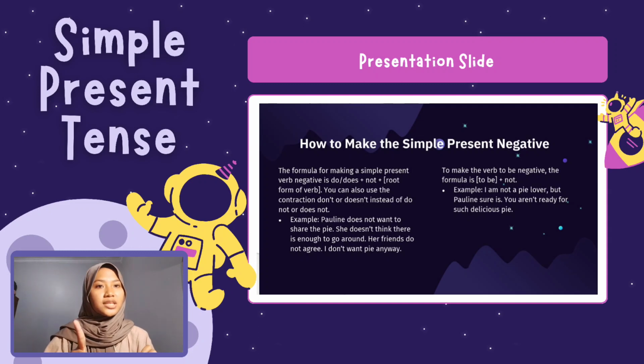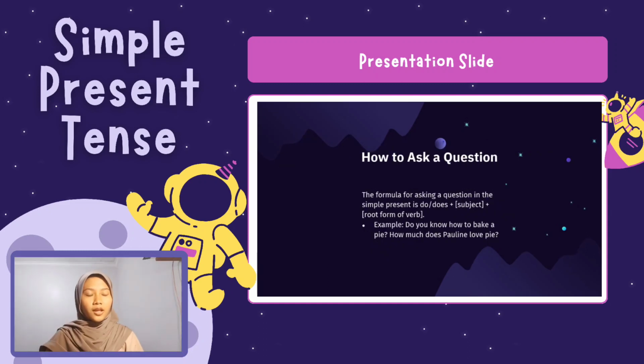To make the verb to be negative, the formula is to be plus not. Example, I'm not a pie lover, but Pauline says, you are not ready for such delicious pie. Okay, and the last one is how to ask a question. The formula for asking a question in the simple present is do or does plus subject plus root form of verb. And the example is, do you know how to bake a pie? How much does Pauline love pie?